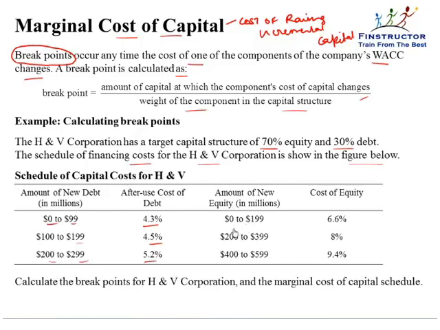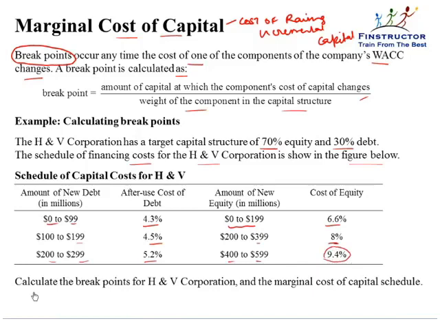Similarly, the first $200 of equity will come at 6.6%. If you raise $200 to $400, then the cost of the entire $400 of equity will become 8%. And if you raise between $400 to $600 of equity, then the entire cost of equity will go up to about 9.4%.